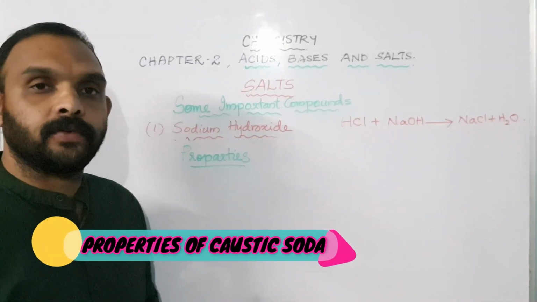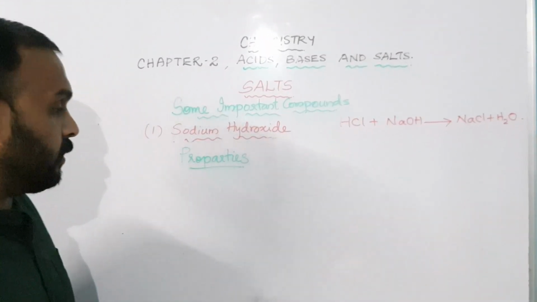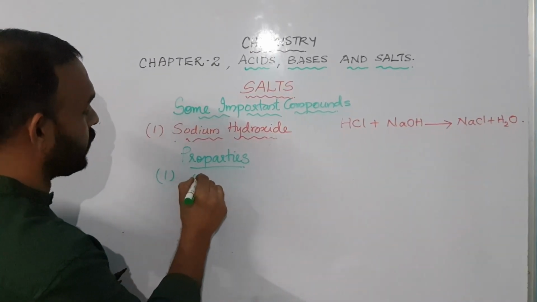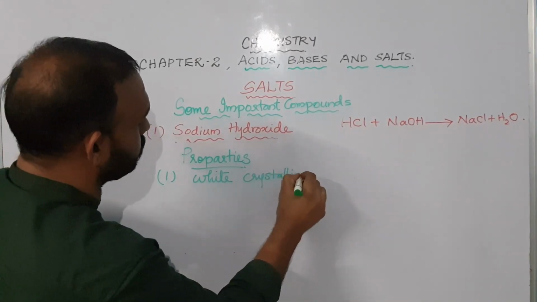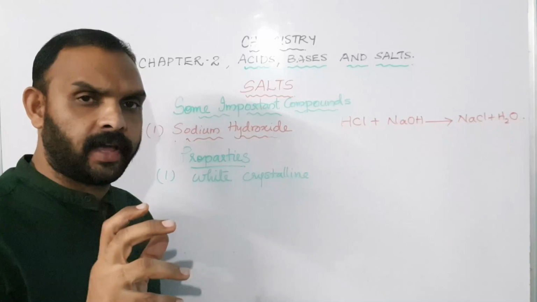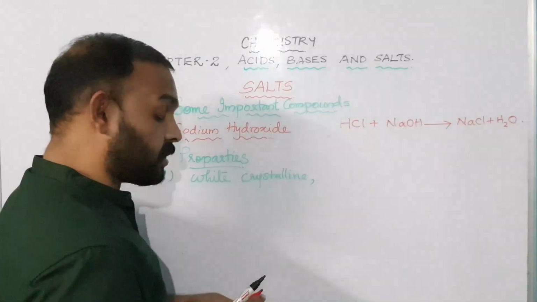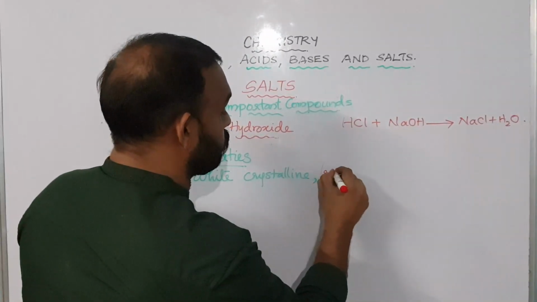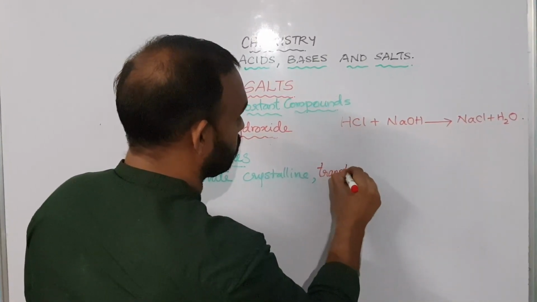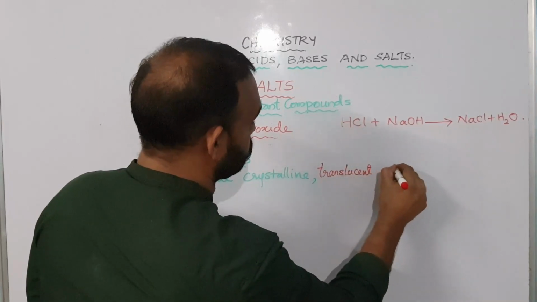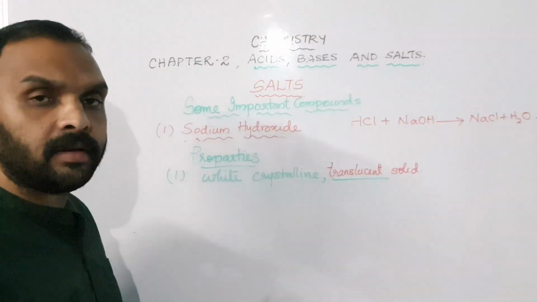Now let us see its properties. Yes, properties of caustic soda. There are four important properties of caustic soda. They are, first one, it is a white crystalline solid. We know what is meant by crystalline: in the form of crystal. It is a white crystalline, and next term is very important, translucent solid. Translucent solid. This term translucent, what does it mean?